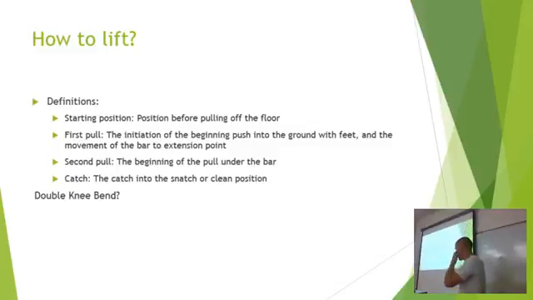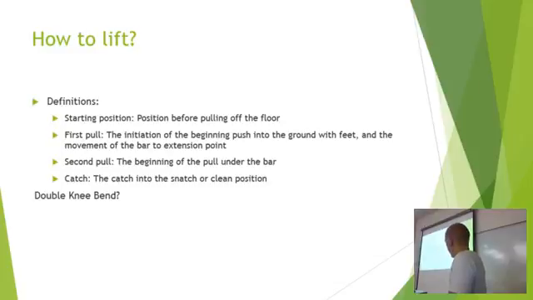How to lift. This goes into the positions of the actual lifts, and this is for the snatch and clean and jerk. I'm not going to show these positions, just definitions. You have your starting position, your position before pulling off the floor. This is generally similar to a deadlift position. That's generally what I tell all my athletes. Your chest is over the bar, your knees are over the bar, and generally they are ranging in front of the bar in some manner, shape, or form.